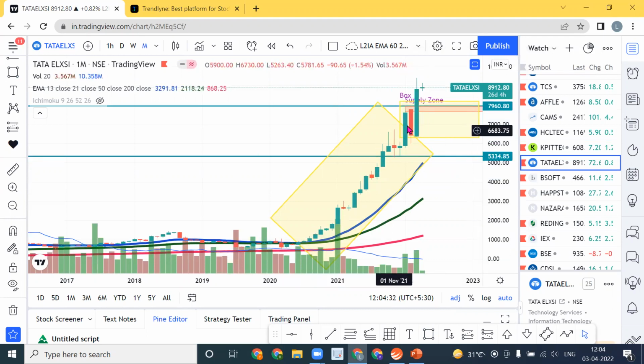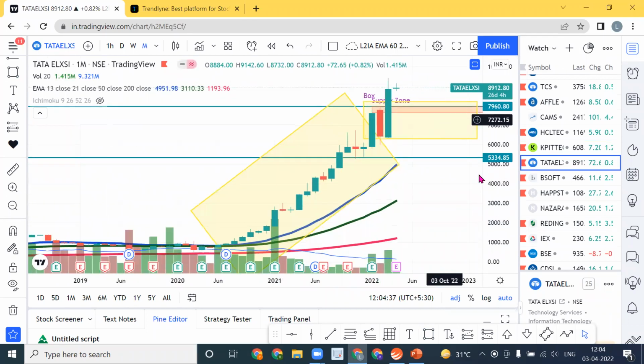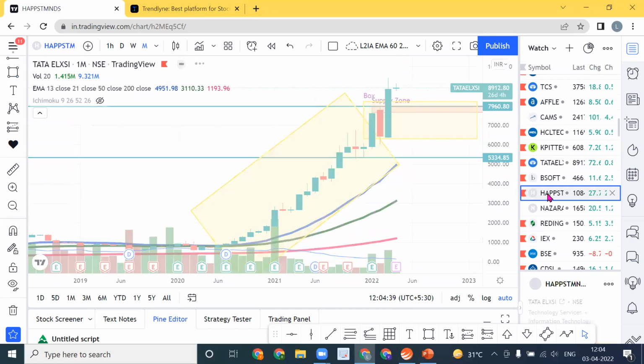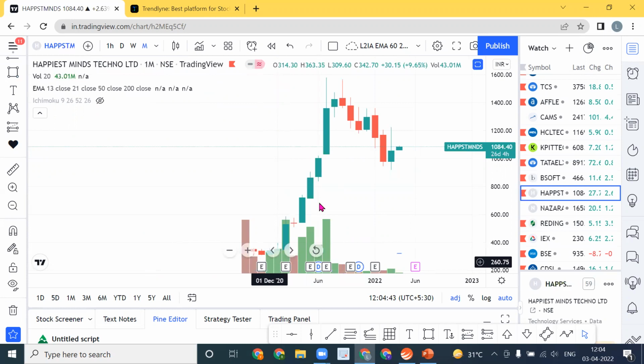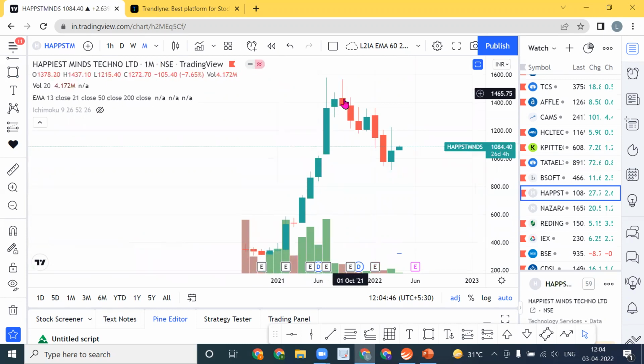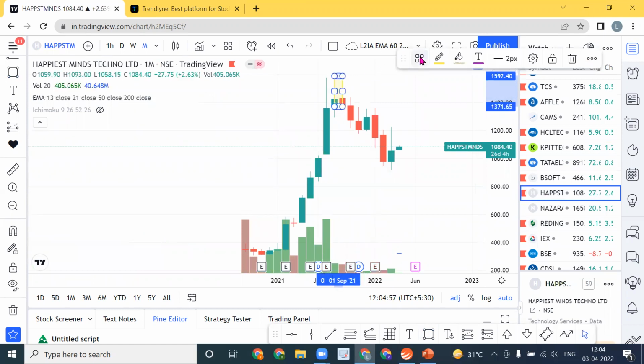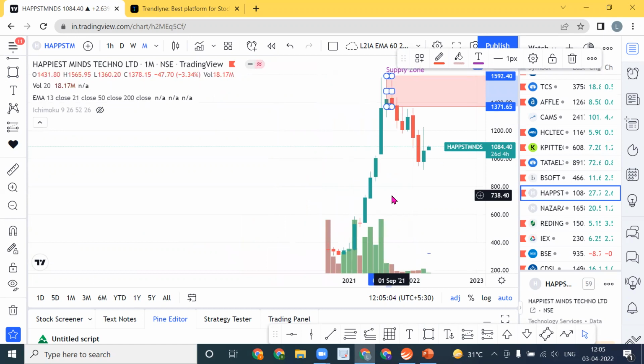So a growth phase and a consolidation phase. See APS mine. This was a long big candle, rally, base and a drop. So from here it made a reversal, from here it reversed. Supply zone, where it will start moving upwards.